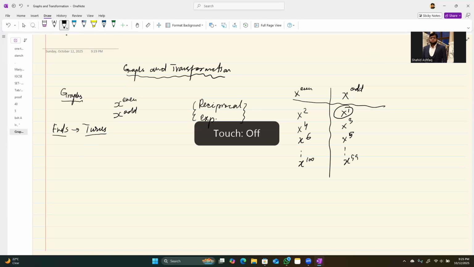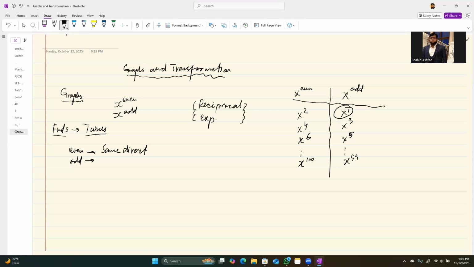Ends depend on the power, whether the power is even or odd. On the basis of the power, we decide the ends. If the power is even, then the ends are in the same direction. The graph's ends will be in the same direction. Let's go to the examples below.